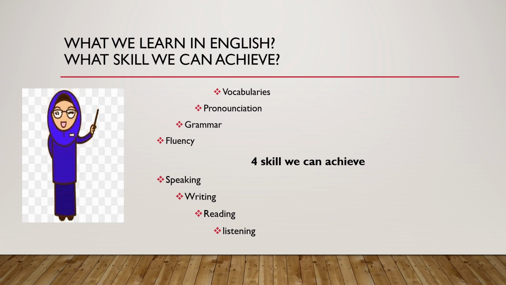Okay, now after you know about American and British English, now I want to bring you to a different topic today. This English subject. Okay, what do we learn in English? Do you know what skills we have to achieve? Okay, this is the first: vocabulary, and then pronunciation, and then grammar, fluency, and also the four skills we can achieve: speaking, writing, reading, listening. Okay, there are a lot of things that we can get from English, and I hope and I am sure, and I will make you sure, that learning English is very amazing. Okay, you can do everything.